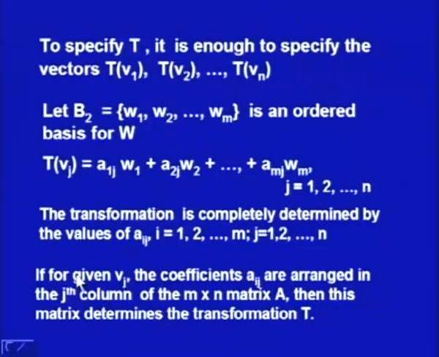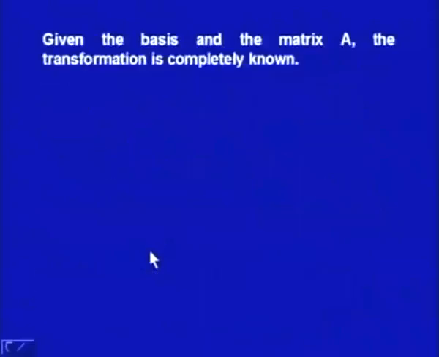Vj is the jth vector. So what we do is we arrange these coefficients in the jth column for TVj, and that is what we have, the matrix A. So given the basis and the matrix A, the transformation is completely known.